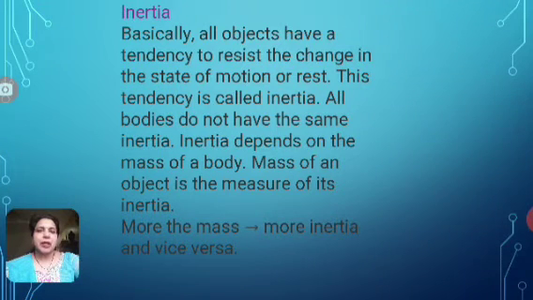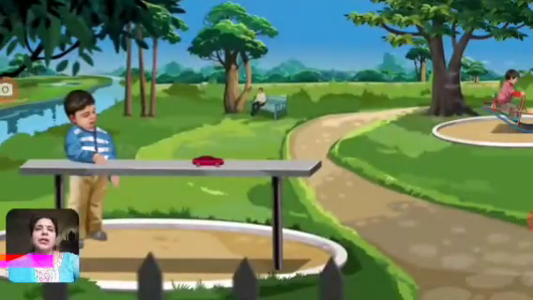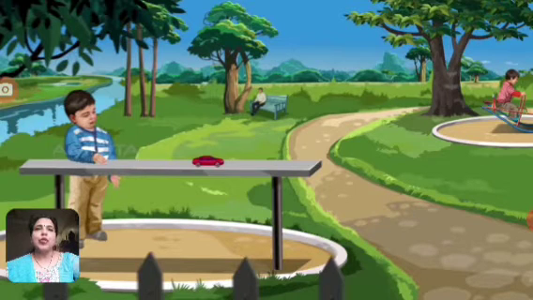Now, what is inertia? Inertia is a tendency of a body to resist the change in its state of motion or rest. This tendency of the body is called inertia. All bodies do not have the same inertia. Inertia depends upon the mass of the body. More is the mass, more is the inertia. Now you can understand the first law of motion by these examples, which are given in this video from our day-to-day life. Now watch the video.